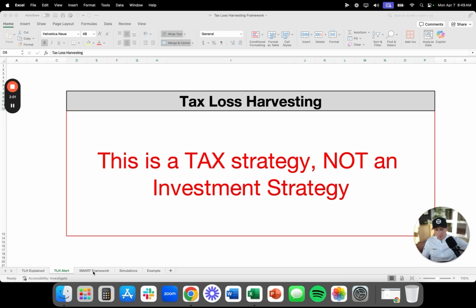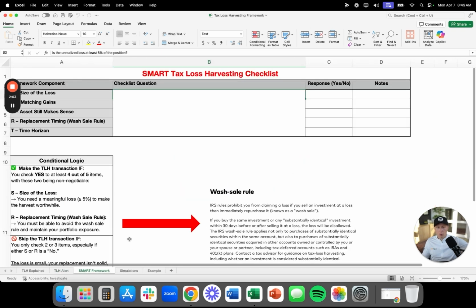Now, I'm going to give you a smart framework in which to use this. I think this is the most important piece of this whole conversation. When I say smart, just like SMART goals, it's a very similar process. I'm looking at 5 key components when deciding yes or no. There's some rules, some conditional logic I'm going to share as well, but let's walk through the 5 components and then we'll walk through the conditional logic behind this.